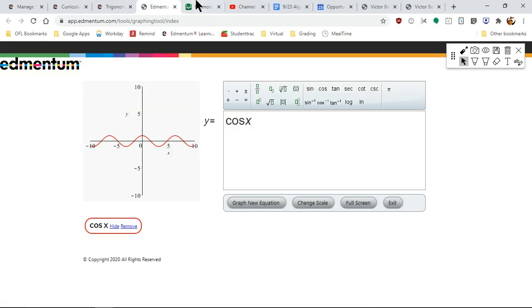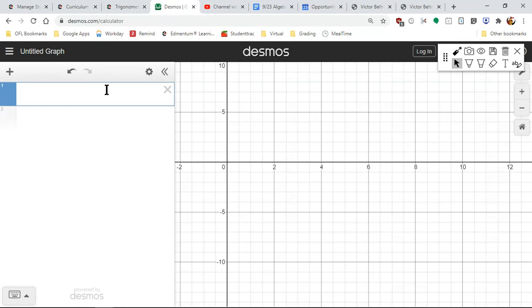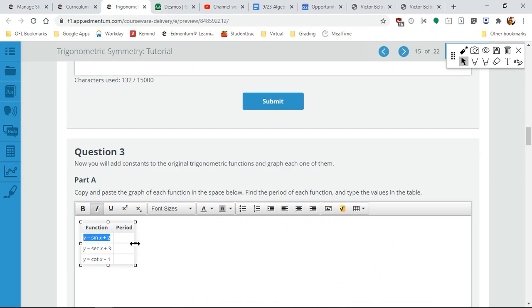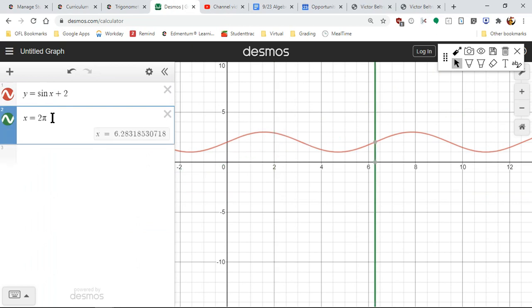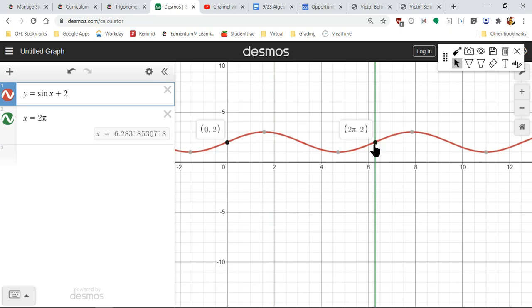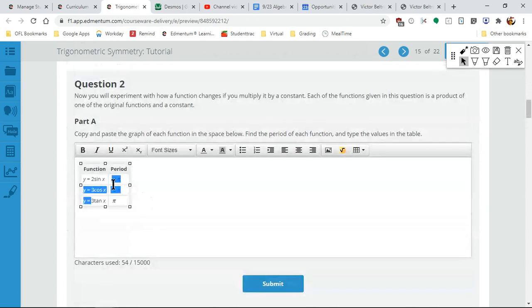So let's say I'm lazy and I'm just going to copy this into Desmos, because Desmos is way better than the other one. We see that it just moves it up. The period is still exactly the same. It's still at 2 pi. So it's still there. So if we go here, that's 0. So it's still at 2. The only difference is it went up 2. So again, we're just going to copy the 2 pi.